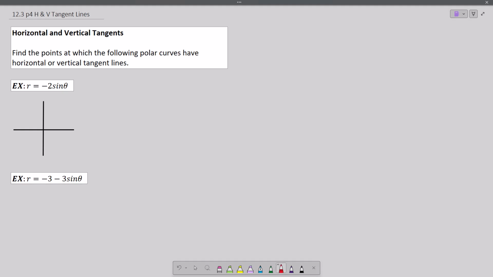So let's do our polar method of graphing. 0, sine of 0, 0. So that plots the origin. Pi over 2, sine of pi over 2 is 1. 1 times negative 2 is negative 2. So we go in the opposite direction 2 units. So this is going to be a picture of our graph.